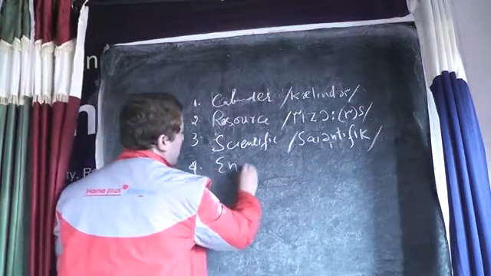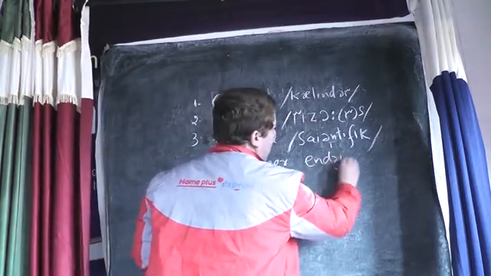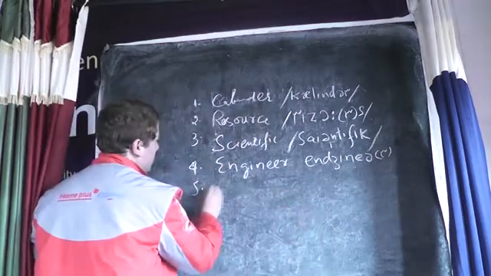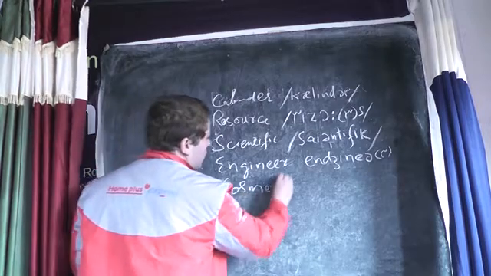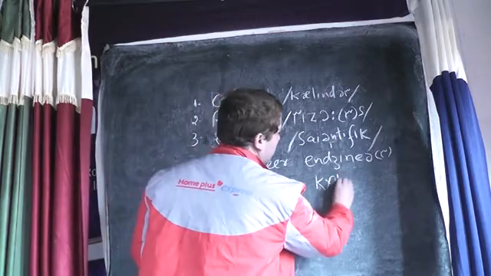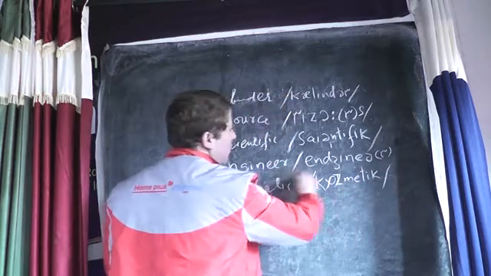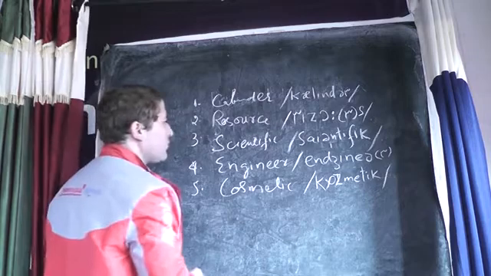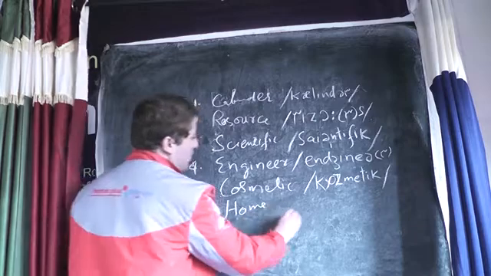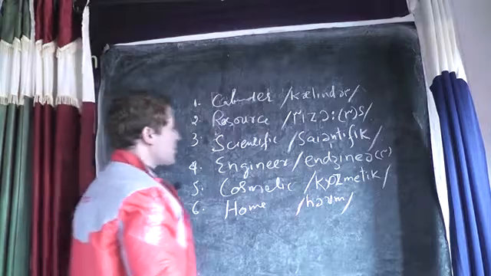Engineer. Cosmetic. So in spelling we'll write here C-O-S-M-E-T-I-C, but it will be pronounced cosmetic. Any other word? Home. Let me do 6 words here.